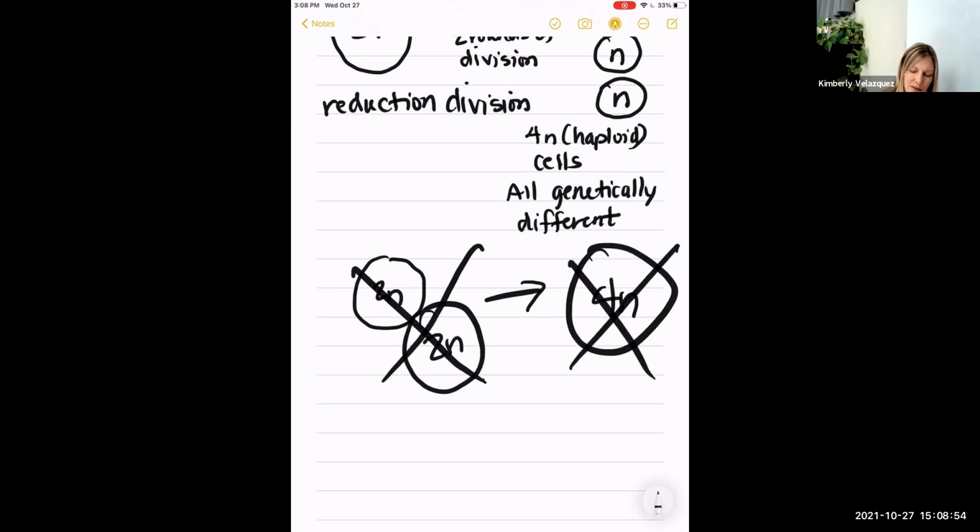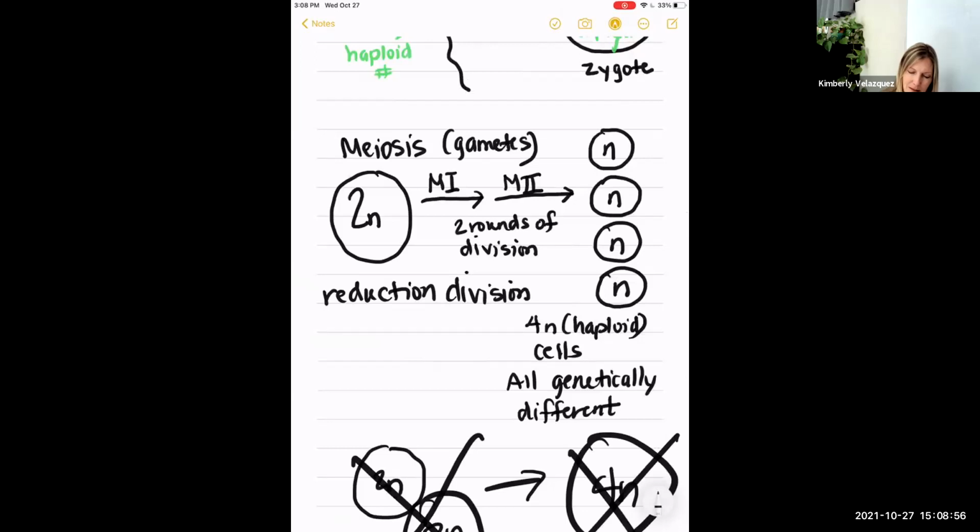So this isn't what happens in any sexually reproductive organism. It's very important that each of these gametes have the N number of chromosomes. And I just realized this 4N, this looks like that's a 4N cell. This should be 4 times N. In other words, 4 haploid cells.